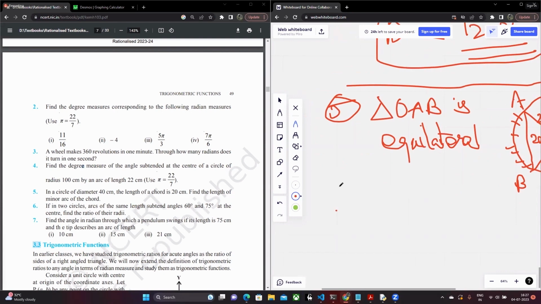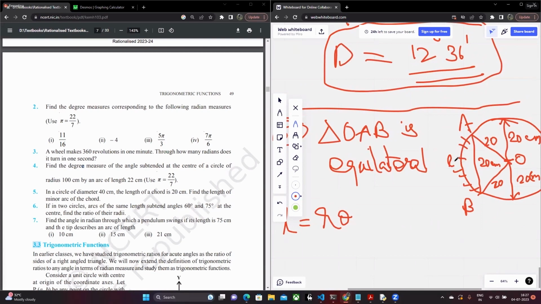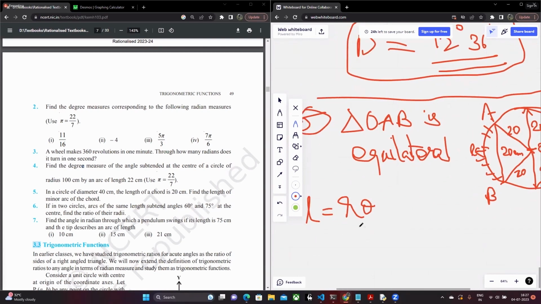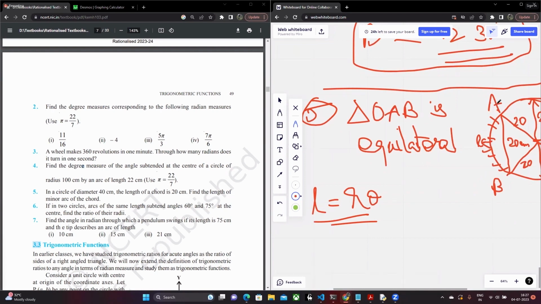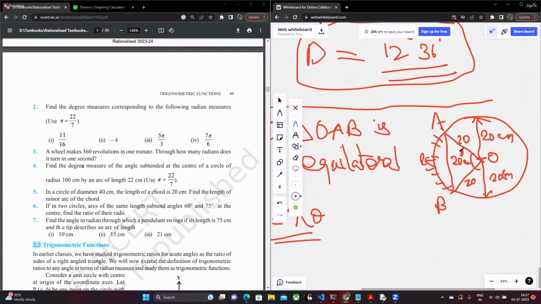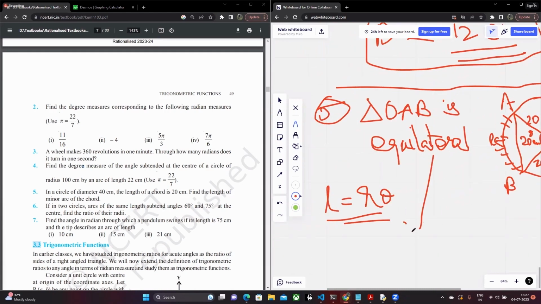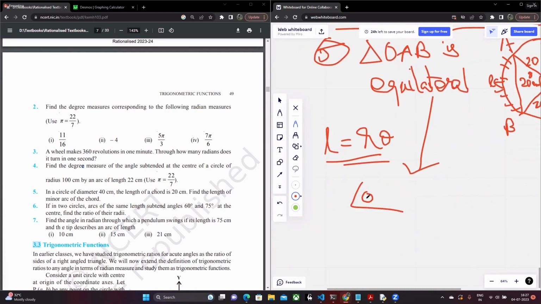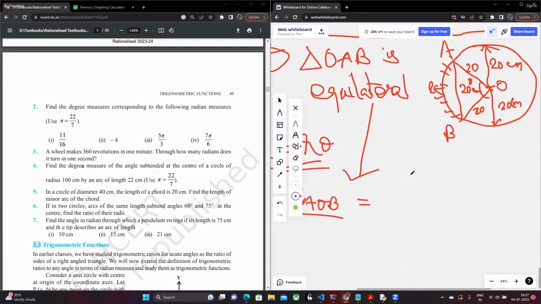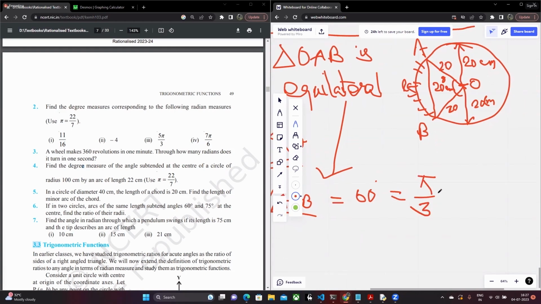The length of AB you find by using the formula L is equal to R theta, where this length is going to be L. Here we find out what L is. You know what R is, and you can figure out what theta is, because theta is going to be this angle. Since triangle OAB is equilateral, angle AOB is going to be equal to both the other angles. That means each angle is going to be 180 divided by 3, that is 60 degrees. If I convert this into radians, that is going to be pi by 3.